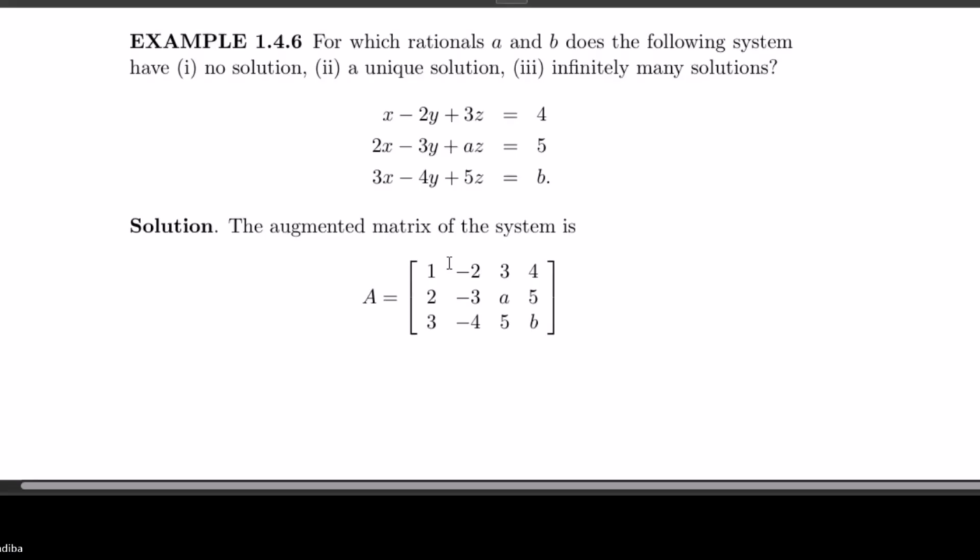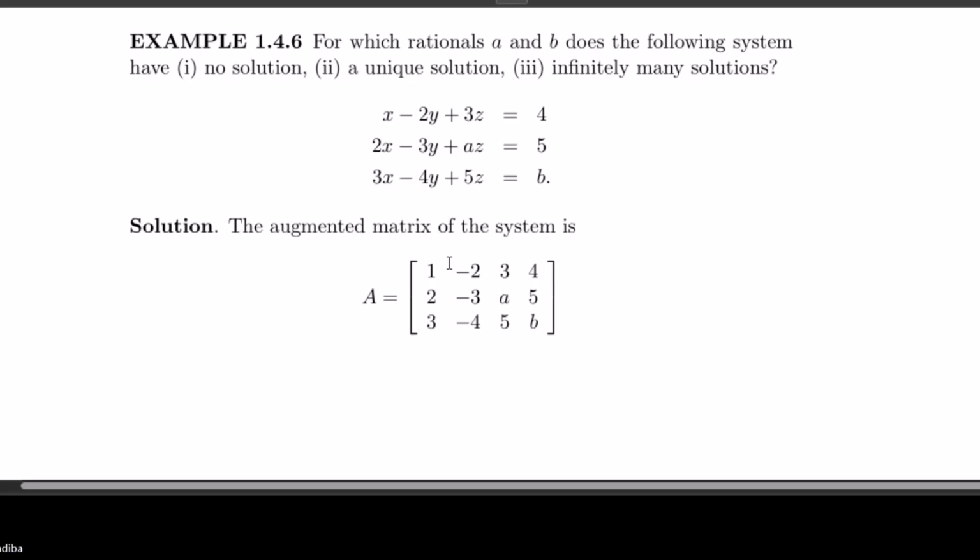Remember, if I choose A to be 2, whenever I see A in that final matrix, the final matrix of 1, minus 2, 3, and 4, the matrix of 0, 1, A minus 6, minus 3, 0, 0, 1, B minus 6, all over 8 minus 2A. In this matrix, what I'm saying now, I'm choosing A to be 2 and B to be 3.